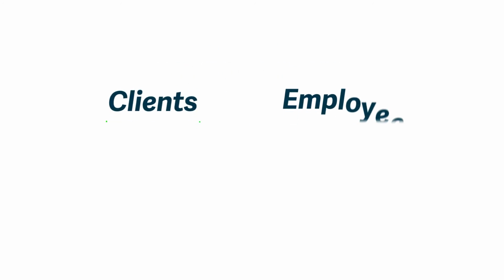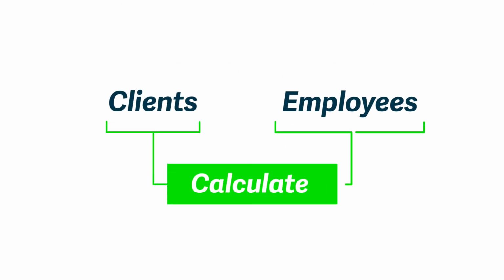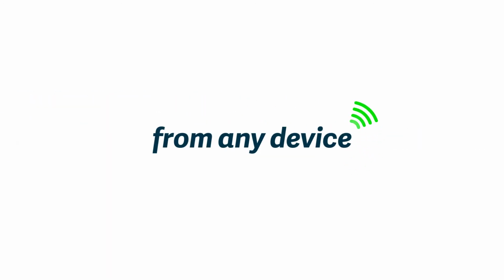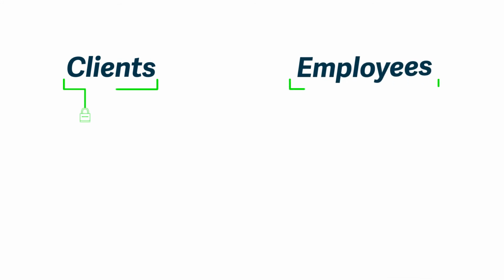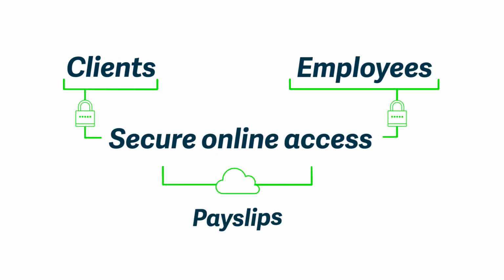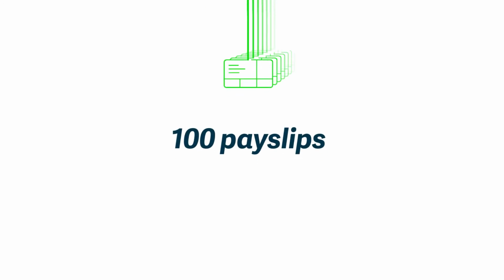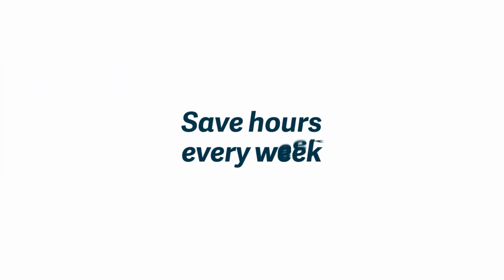With online timesheets, simply let your clients and their employees submit their own timesheet information from any device, anytime, for only 50 pence per employee per month. With online payslips, you can give your clients and their employees secure online access to their payslip information. You get 100 payslips each month with your subscription. Reduce the margin for error, safely store data, and save hours of your time every week.